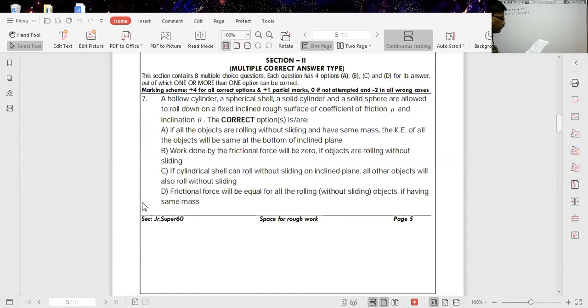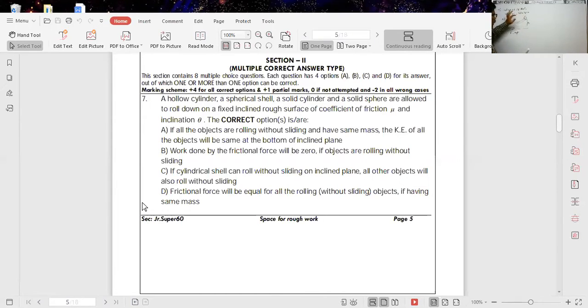If all the objects are rolling without sliding and have the same mass, the kinetic energy of all the objects will be the same at the bottom of the inclined plane. You see, in all cases, as they come down from the top of the inclined plane of height h by rolling without slipping, there is no energy loss. No slipping means no work is done against friction. That's why whatever energy is acquired by any body is equal to mg into h only.